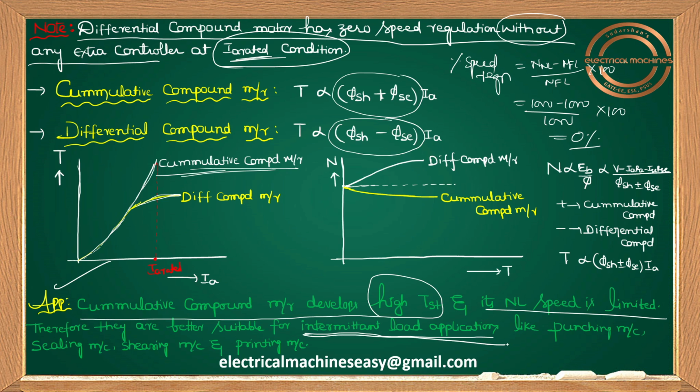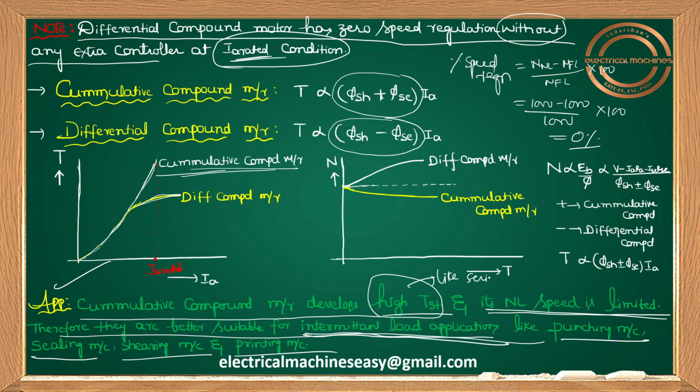In intermittent applications, a cumulative compound motor is used because it develops high starting torque and its no load speed is limited. Therefore, they are better suited for intermittent applications like punching machines, sealing machines, shearing machines, and printing machines. Okay, so better to remember applications. It develops high starting torque like series motor, and its no load speed is limited like shunt motor. So that's why I can use this motor in intermittent load applications.